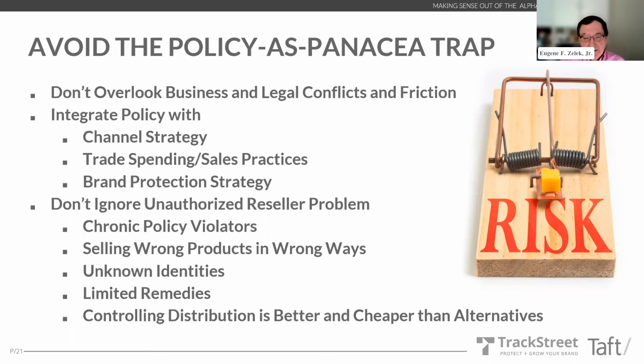But even the consumer packaged goods people are recognizing, hey, we want our products in a lot of different places, but some people shouldn't have them, including those that are chronic policy violators, those that sell the wrong products in the wrong ways, those that disguise their identities. The bottom line is there are limited remedies in going after these people. And it can be very expensive and time consuming to go chasing them. It's something that Michelle does for a living with great success, but it's also frustrating and very time consuming. The better alternative and the cheaper alternative is controlled distribution up front. It's much cheaper than chasing people after the fact and much better overall.